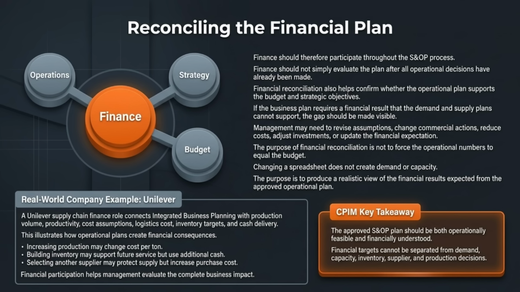CPIM key takeaway: the approved S&OP plan should be both operationally feasible and financially understood. Financial targets cannot be separated from demand, capacity, inventory, supplier, and production decisions.